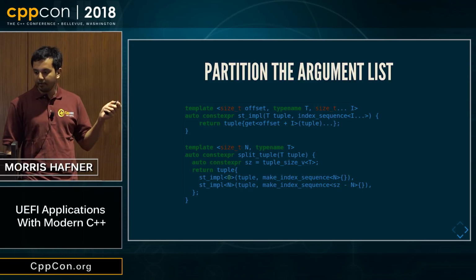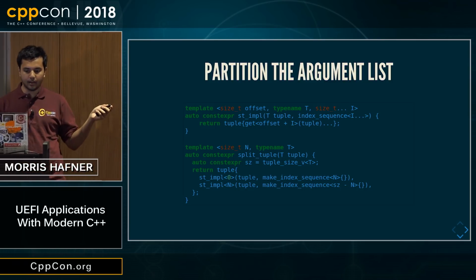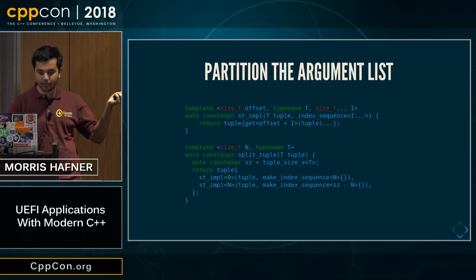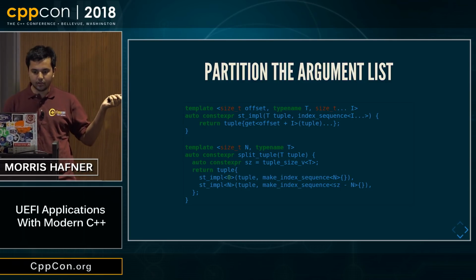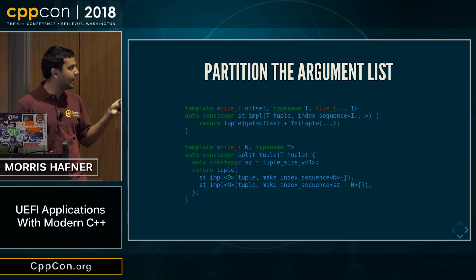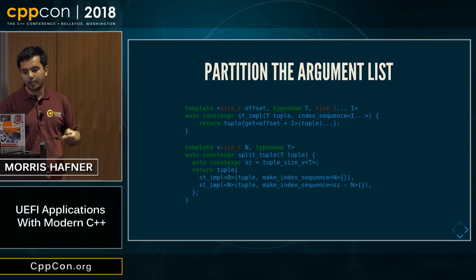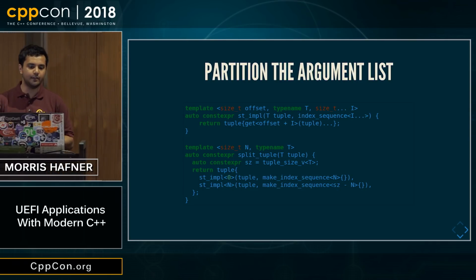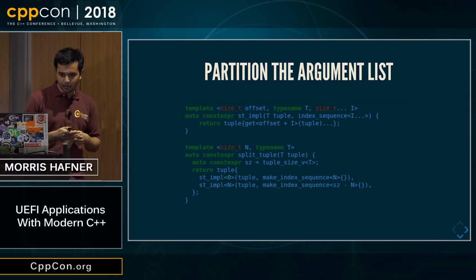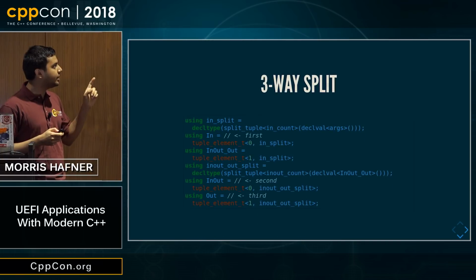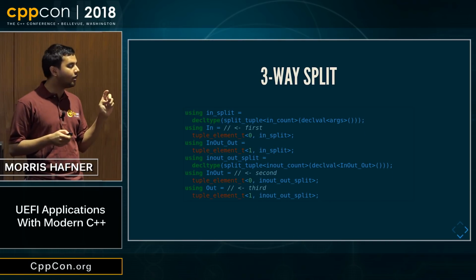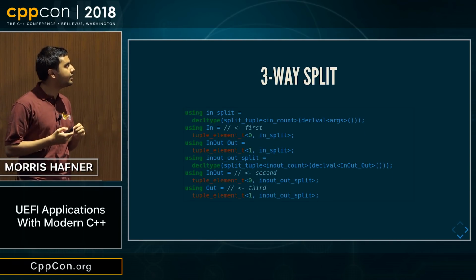I just call make index sequence with n for the first tuple, and then call make index sequence again from n to the end for the second tuple, and forward everything to the st_impl function that basically just copies everything into my new tuple. Note that I actually don't call this function. This is all just to get the types right.